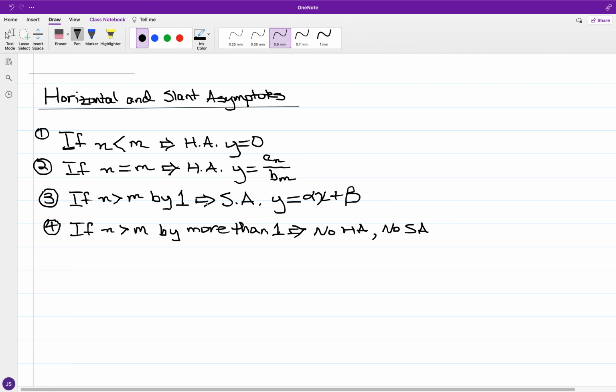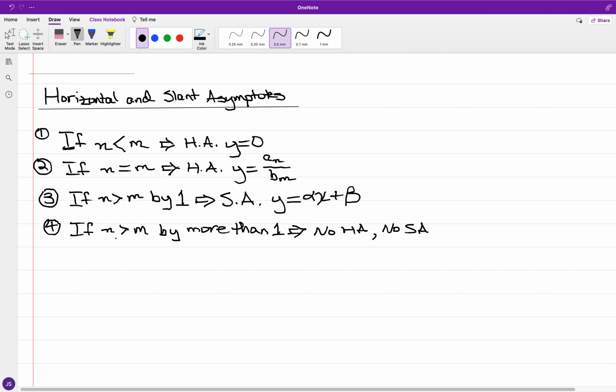And again, if the numerator degree is less than what is in the denominator, there will be a horizontal asymptote at y is equal to 0. And if the degrees of the numerator and denominator are the same, we're going to have a horizontal asymptote, which will be y is equal to a non-zero constant, resulting from taking the ratio of the highest degree terms. And if the numerator has a higher degree than the denominator by a difference of 1, there's going to be a slant asymptote, and that is going to be a straight line.